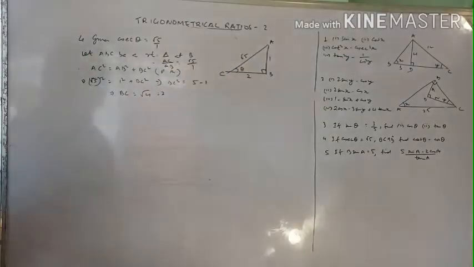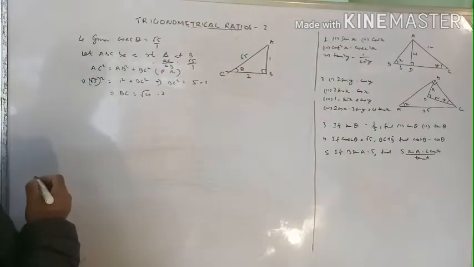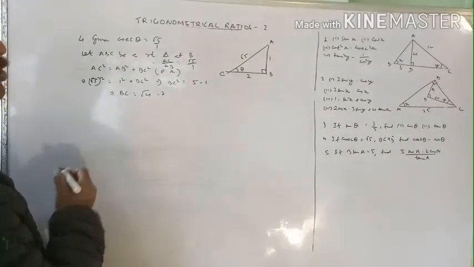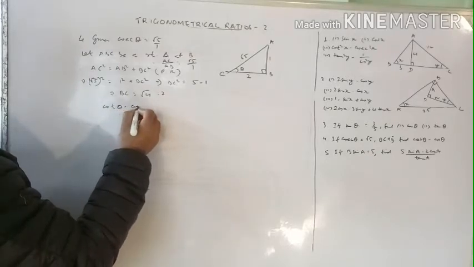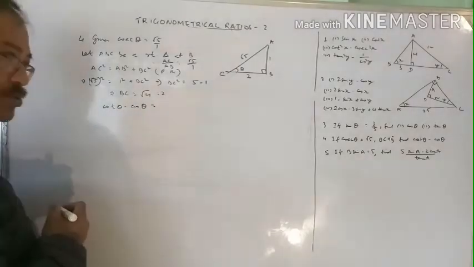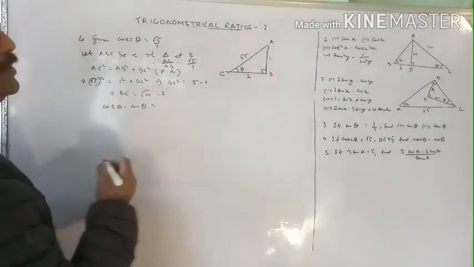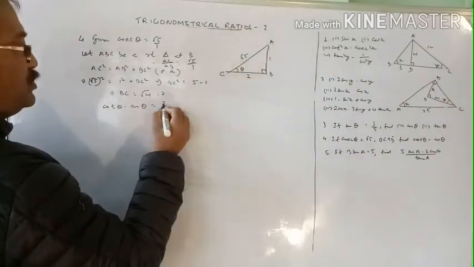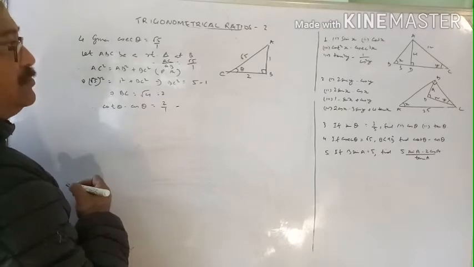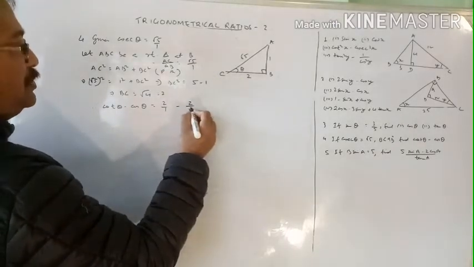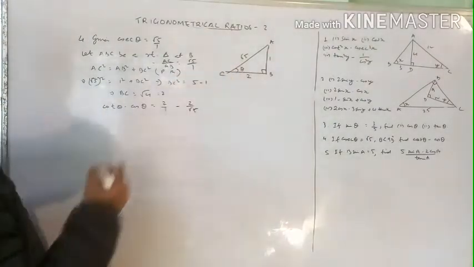So now we have all the sides, so now we can find any ratio. So we'll take the question now. We have to find the value of cot theta minus cos theta. So cot theta, remember, tan is P by B, so cot is B by P. So B by P, that is 2 by 1, minus cos theta, which is B by H, that means 2 by root 5.